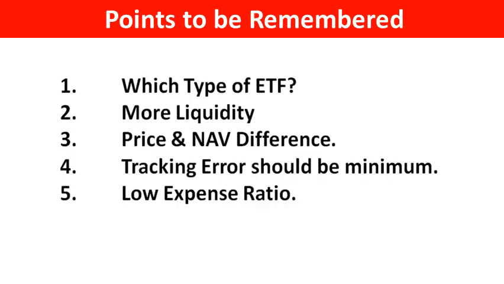So quickly we'll sum up the 5 points. The first one is which type of ETF you want to choose. The second point is we always look for the ETF which has more liquidity. The third one is the price and NAV difference, which is also important to note down. The fourth one is that tracking error should be as minimal as possible. The last one is a low expense ratio.